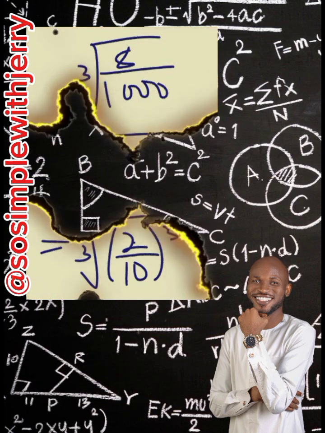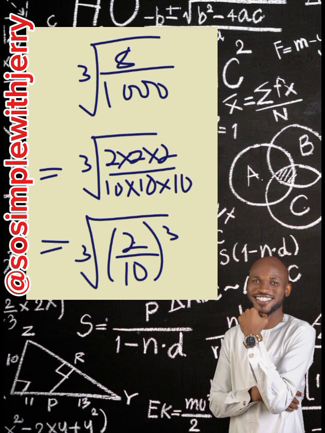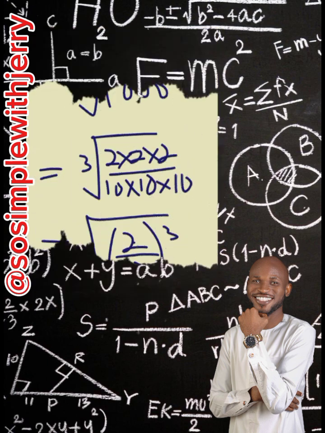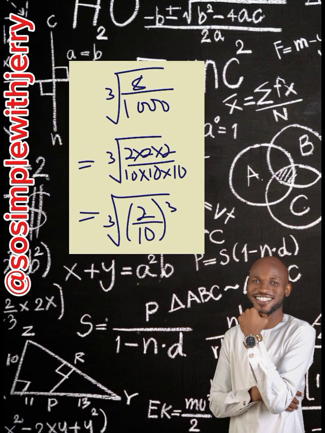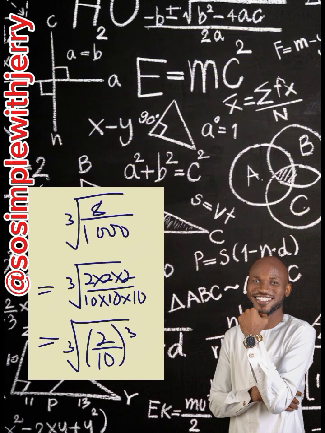So we're going to look for a number we multiply 3 times to get 8, and that number is 2. And we're also going to look for a number we multiply 3 times to get 1000. And you really know that that number is 10, because if you multiply 10 by 10, you get 100, and if you multiply 100 by 10, you get 1000. So our fraction is now going to be 2 over 10.